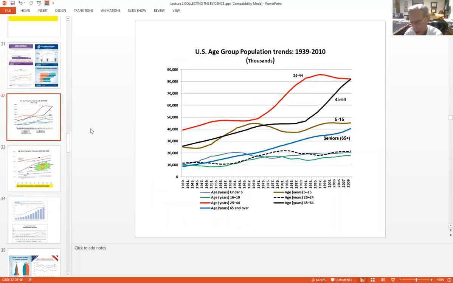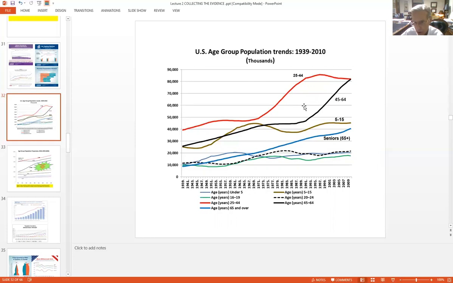So these lines run up to 2010. You can see that the red line represents the baby boomers, the folks who were born right after World War II. As they were born, they grew rapidly. We referred to the baby boom generation as a boom. Lots of kids were born. And then 20 years later, they no longer were 25 to 44, they were 45 to 64. And so that's what the black line represents. This black line is the same as the red line 20 years earlier.